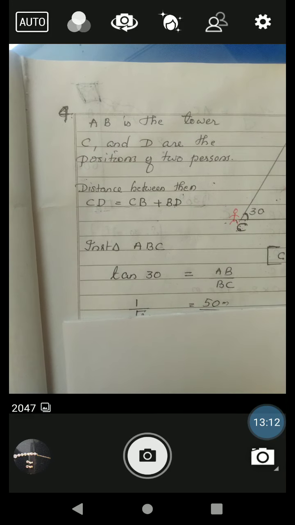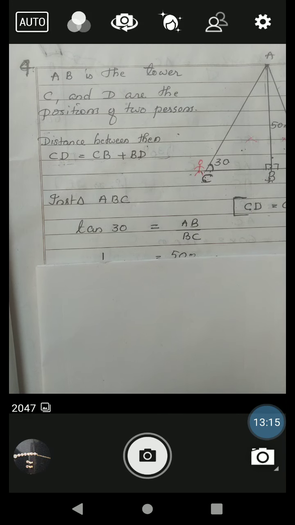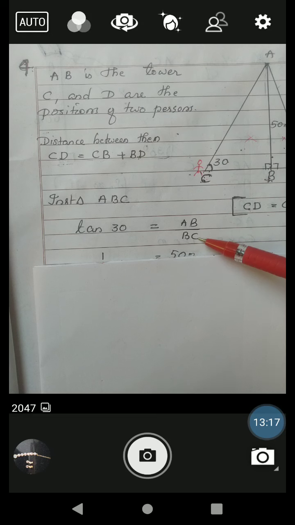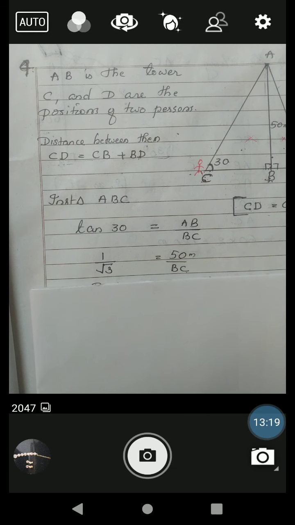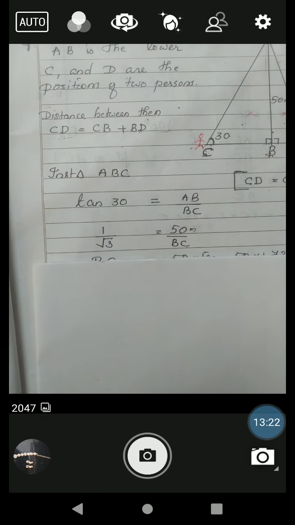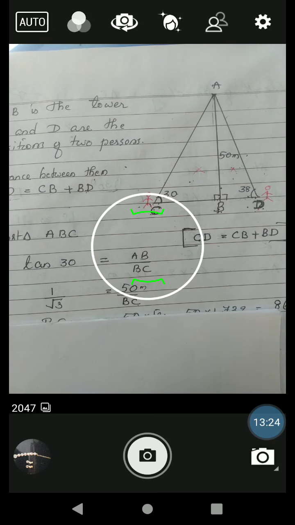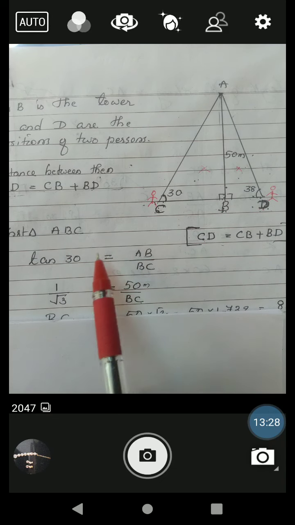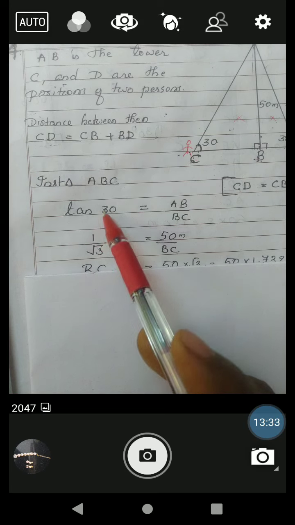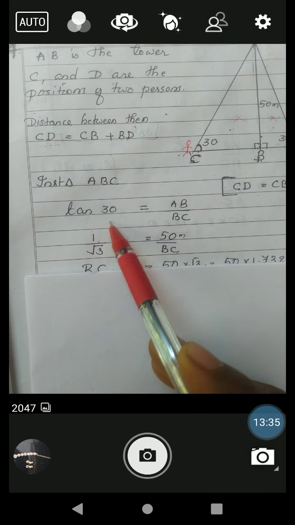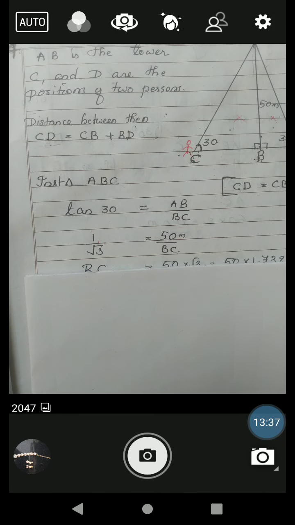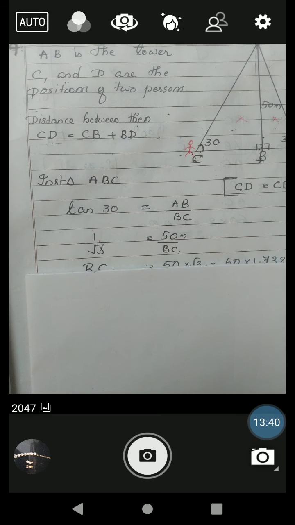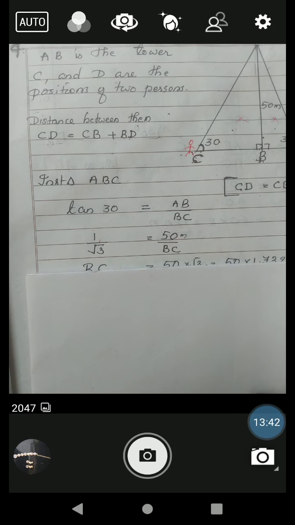As usual, in right triangle ABC, tan 30 is equal to perpendicular by base, AB by BC. Substitute values. Tan 30 is 1 by root 3. For the figure, you will get 1 mark. If you write the trigonometrical ratio correctly, here also you will get 1 mark. If you write the correct value for tan 30, here also you will get 1 mark. This is a 4 mark question. And at last, if your answer is correct, you will get 1 mark.